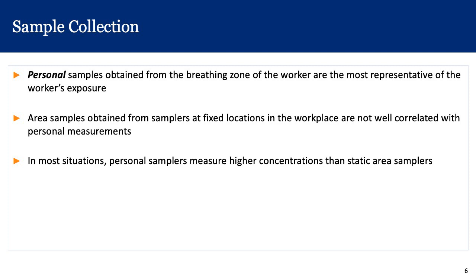So the first kind, personal samples, are obtained from the breathing zone of the worker and are the most representative of the worker's exposures. In contrast, area samples are obtained from samplers at fixed locations in the workplace, and they may not correlate well with personal measurements because the workers are moving from one location to the other, whereas the area samplers are at one location, and they may not provide the best estimate of the worker's exposure.